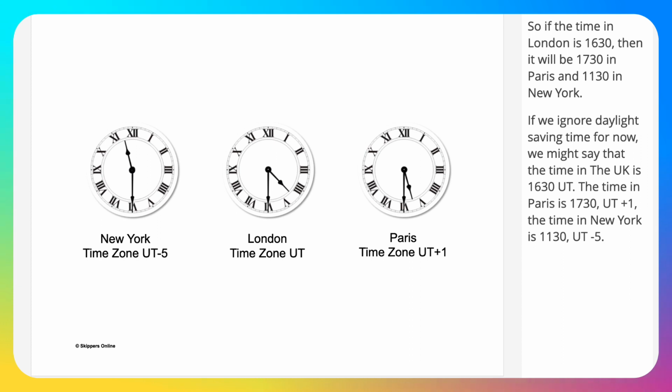If we ignore daylight saving time for now, we might say that the time in the UK is 16:30 UT. The time in Paris is 17:30 UT plus 1. The time in New York is 11:30 UT minus 5.